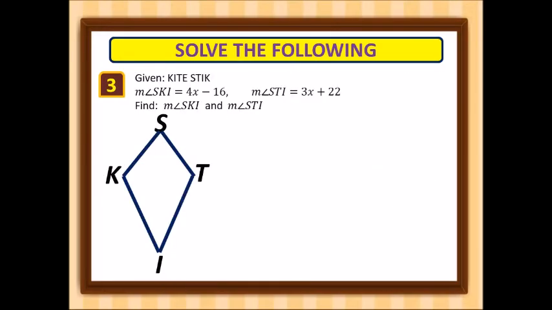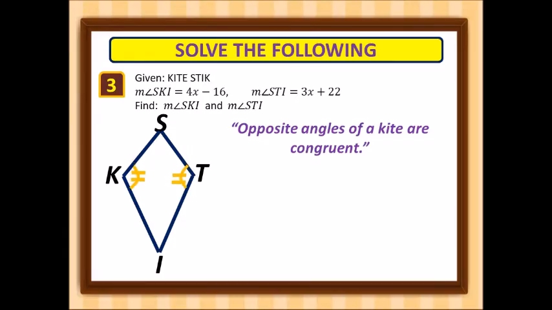Okay, now number 3. Given kite STIK, the measure of angle SKI is 4x minus 16. The measure of angle STI is equal to 3x plus 22. Let's find the measure of angle SKI and the measure of angle STI. What particular theorem can we use here? Opposite angles of a kite are congruent. So here, angle K and angle T are congruent. Therefore, the measure of angle SKI is equal to the measure of angle STI.